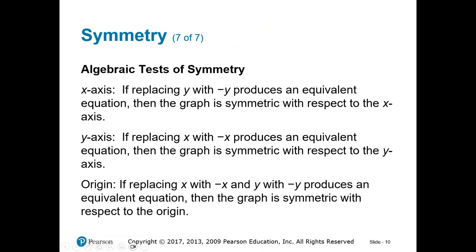The x-axis: if replacing the y with negative y produces an equivalent equation, then the graph is symmetric with respect to x. Y-axis: if replacing x with negative x produces an equivalent equation, then the graph is symmetric with respect to the y-axis. The origin: if replacing x with negative x and y with negative y produces an equivalent equation, then the graph is symmetric with respect to the origin.